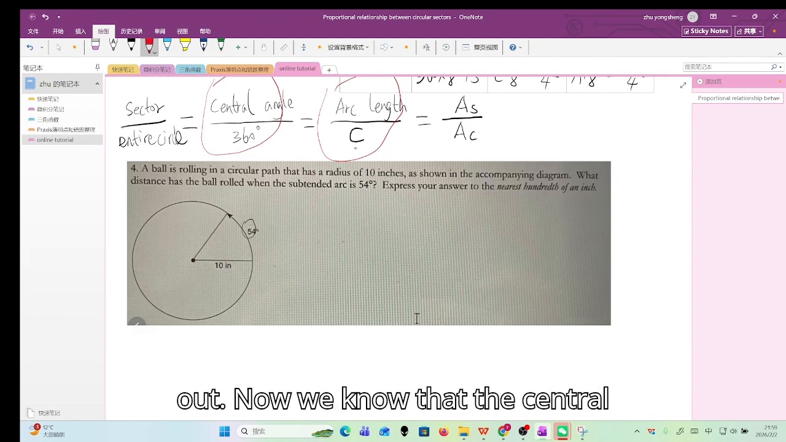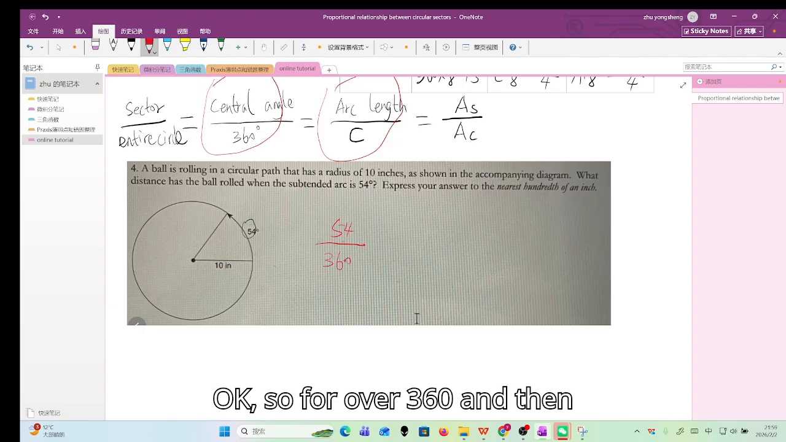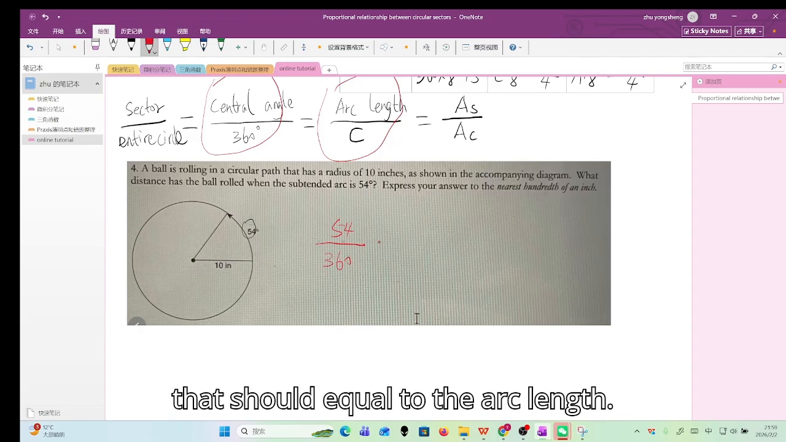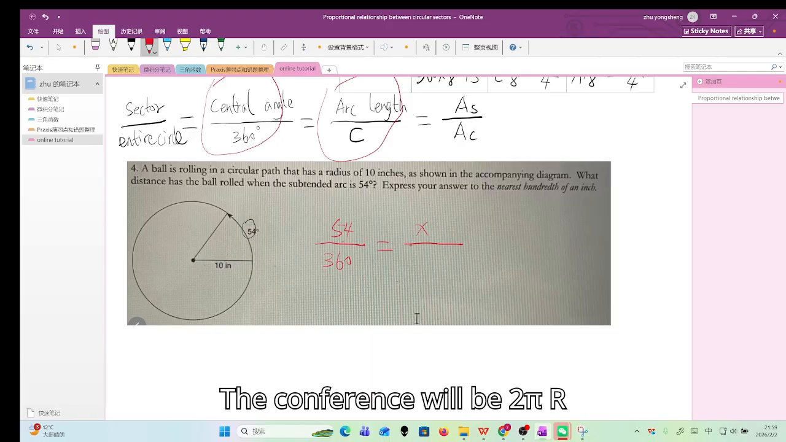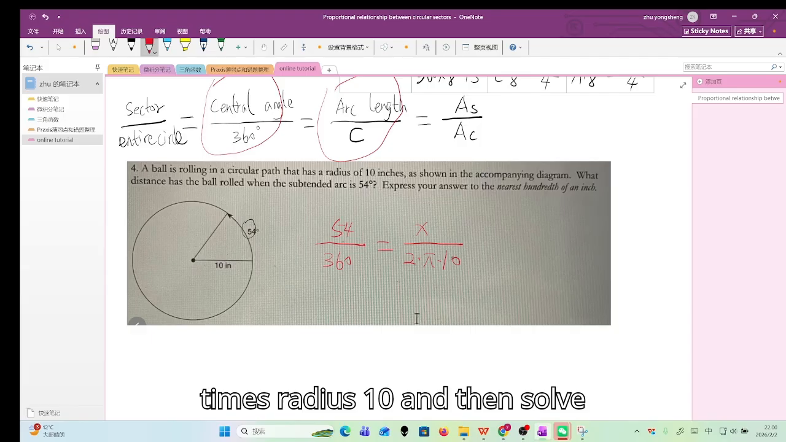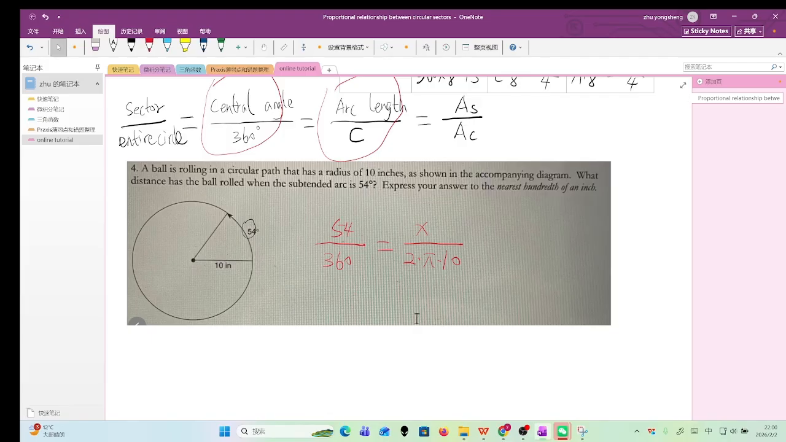Okay, we know that the central angle is 54, so 54 over 360. And then that should equal the arc length, we set it as x, over the circumference, which will be 2 pi r, which is 2 times pi times the radius 10. And then solve this equation, we can find the arc length. All right, this is so easy.